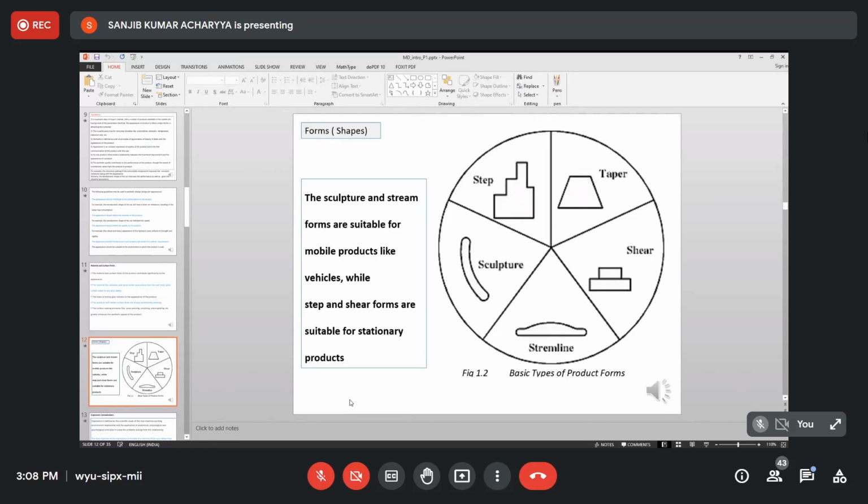If the designer has different options regarding shape, what shape he or she should select for a product. Different kinds of shapes are possible. Some kinds are given here: step, sculpture, streamline, shear, taper. From the shape, it is obvious how it looks. Suppose streamline shape. Streamline shapes are preferred for moving objects. If the object is mobile or moving, then sculpture and streamline forms are suitable. Step and shear forms are suitable for stationary products, because a streamline product helps reduce the hydrodynamic drag, and at the same time contributes to the appearance of a moving object.